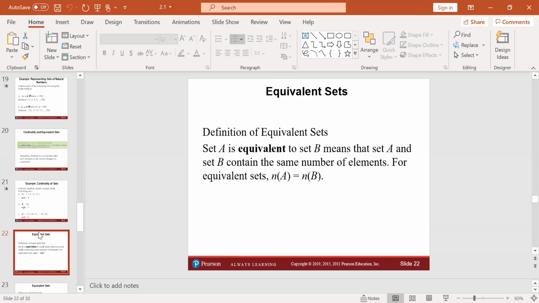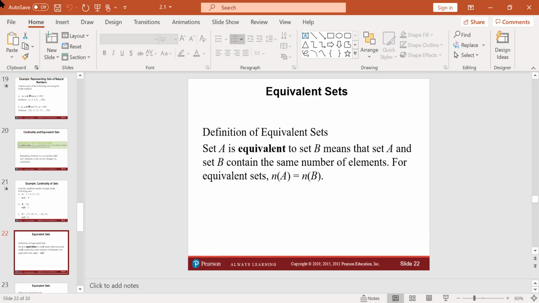Now, we're going to learn a definition for sets that is going to sound so wrong that you almost don't want to believe it, but it's going to be true. When we're talking about sets, when I use the word equivalent, all I care about is, do they have the same number of elements? So let's read the definition carefully. Set A is equivalent to set B if they contain the same number of elements.